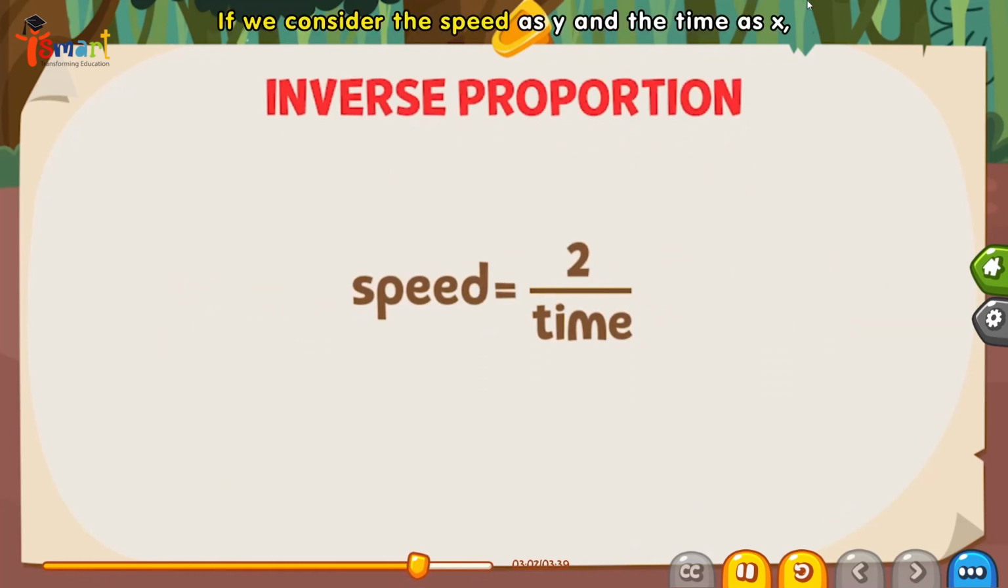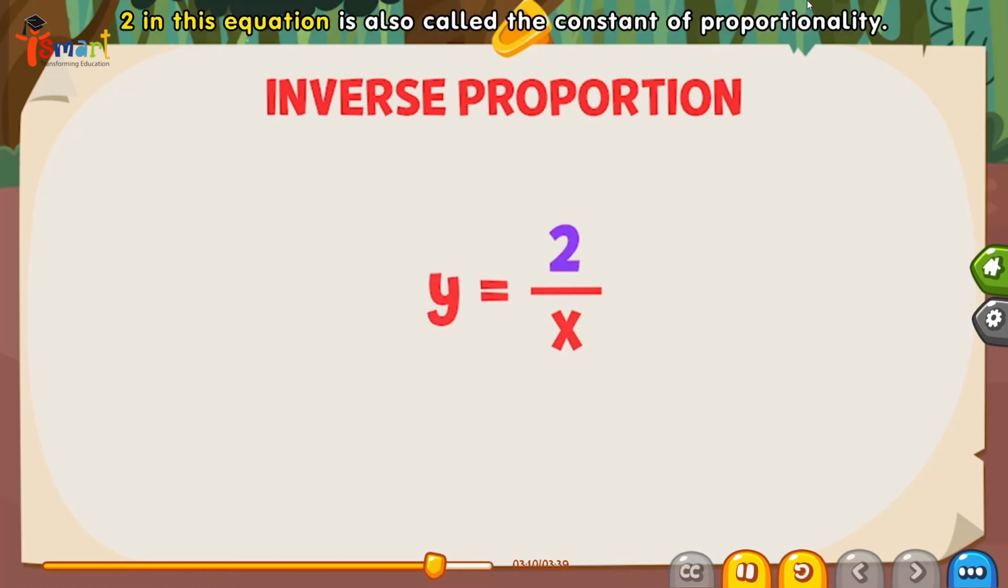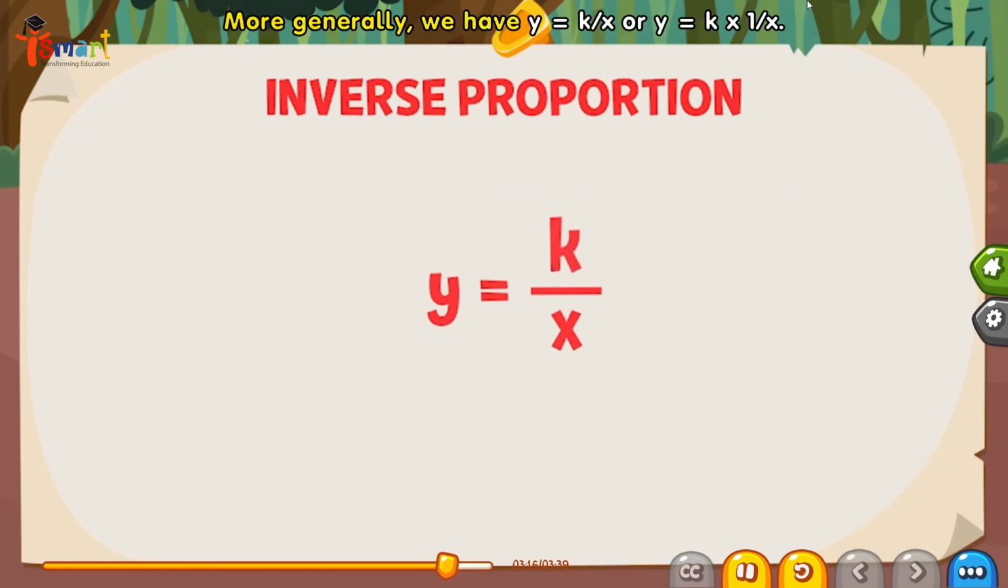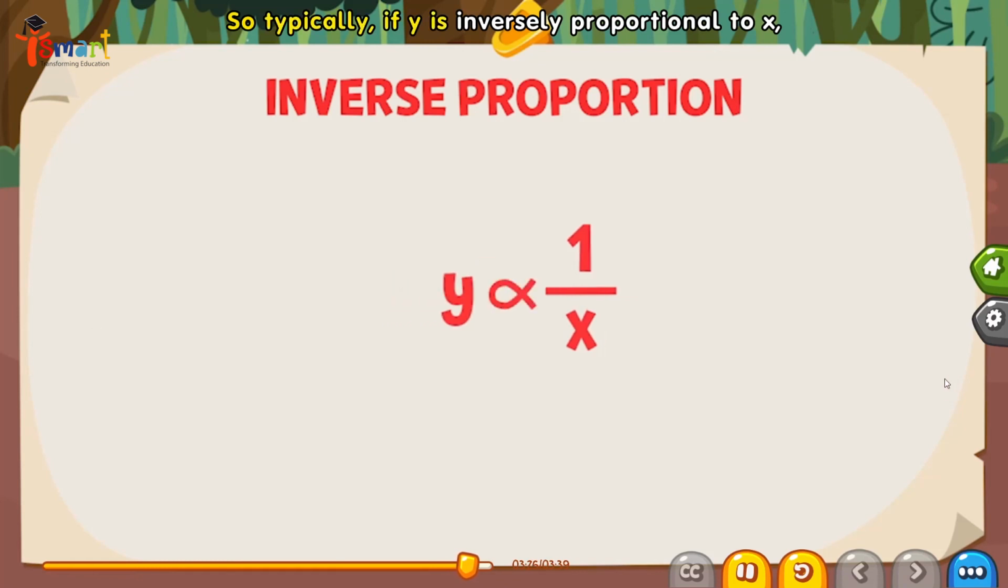If we consider the speed as y and the time as x, we'll get y equals 2 over x. 2 in this equation is also called the constant of proportionality. More generally, we have y equals k over x, or y equals k times 1 over x. So typically, if y is inversely proportional to x, it's directly proportional to 1 over x.